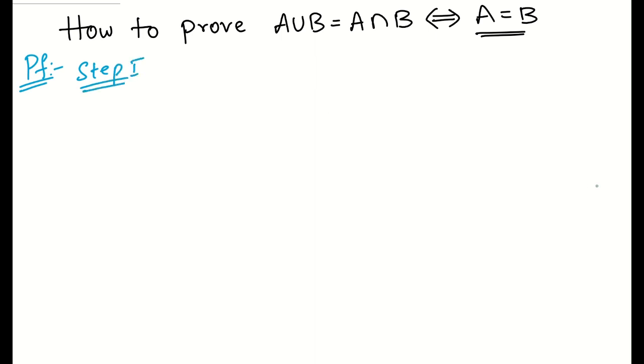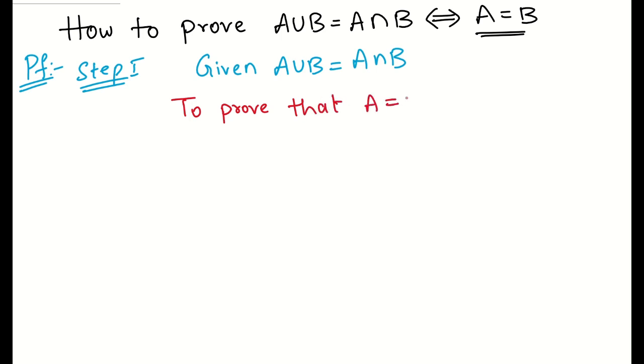What do we need to do? I already said that. What do we need to assume? We need to assume that A union B must be equal to A intersection B. This is what we have assumed. Then what do we need to prove? We need to prove the second statement. What is that? A must be equal to B. So now let us see how to prove this.